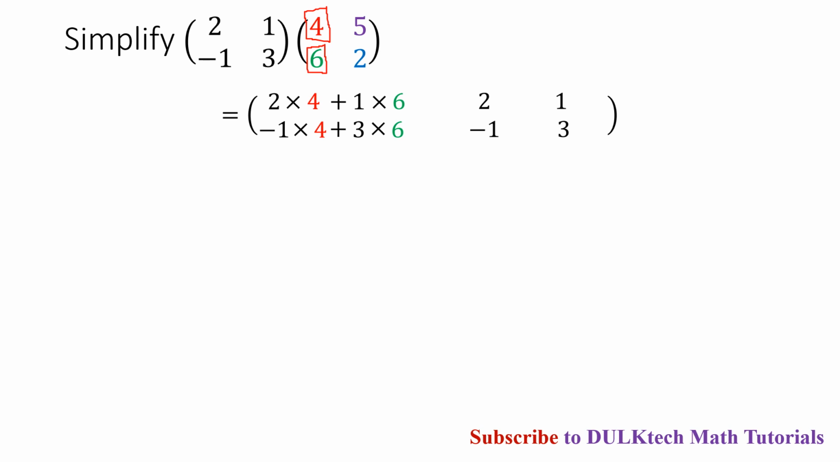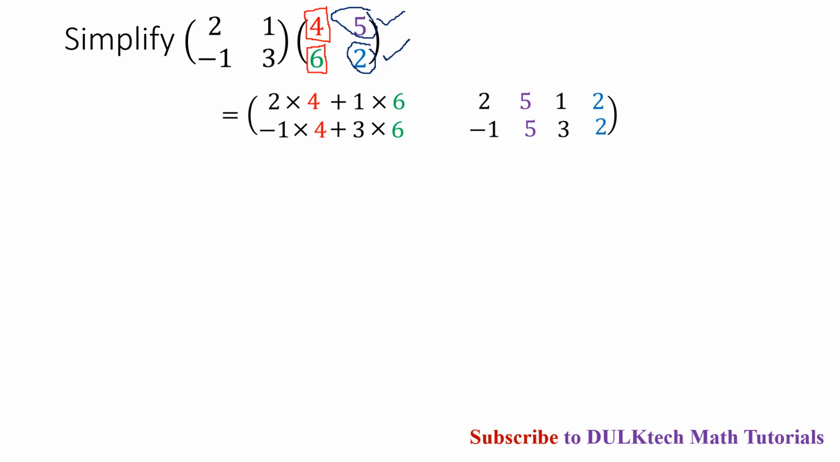Then from there, I will do the same with these elements in the second column. I have a purple 5 and a blue 2. I will start with this 5. I will write it here as well as here. Then I will also write these 2 here as well as here, like this.